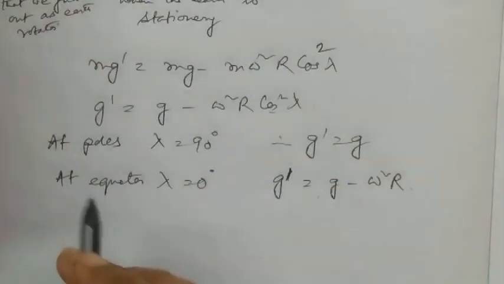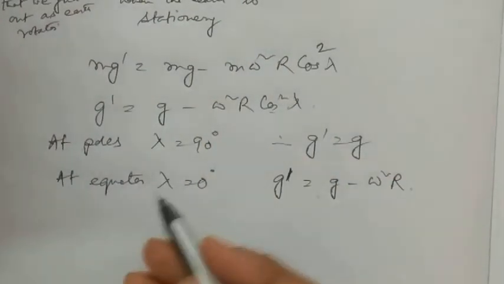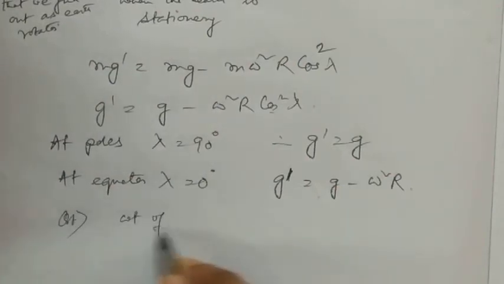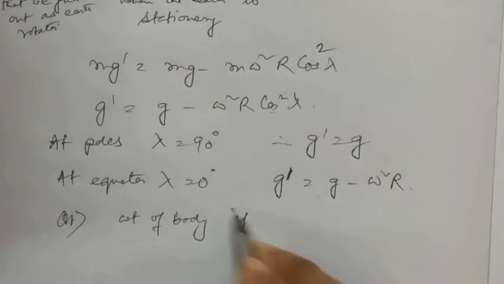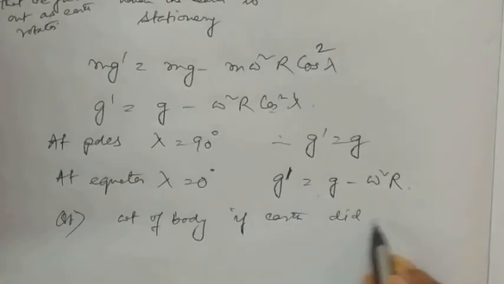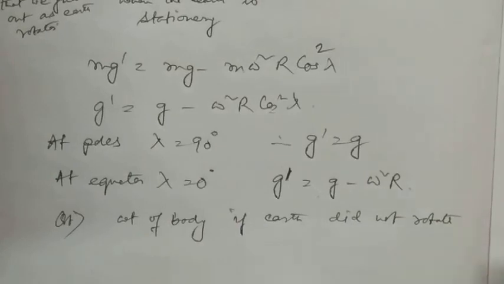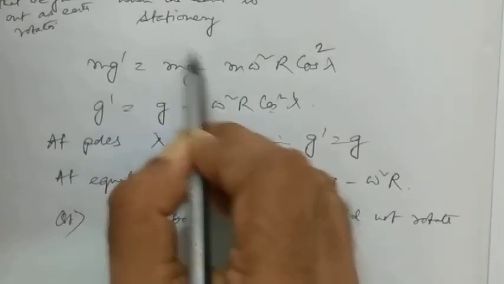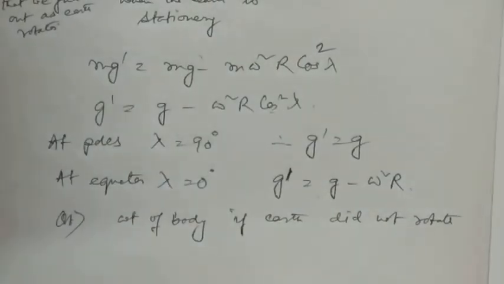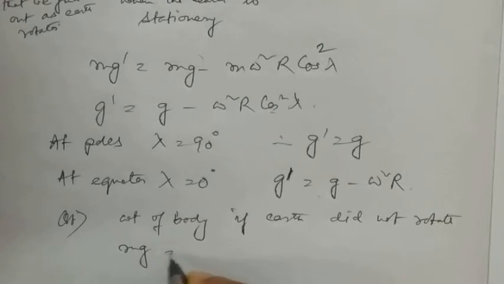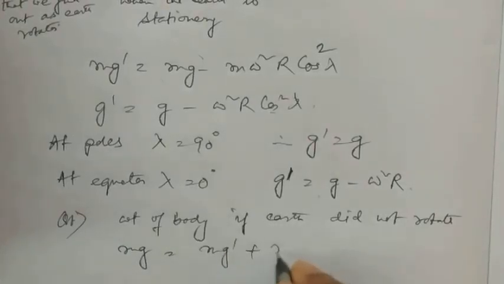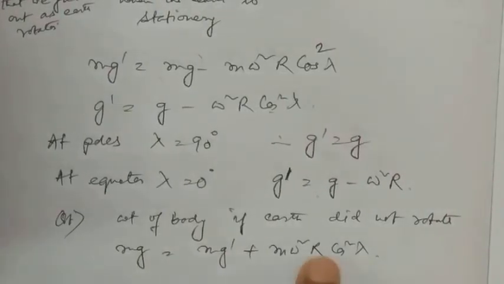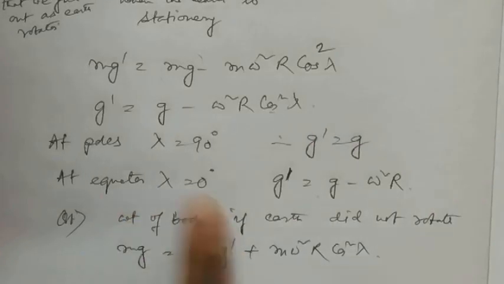Now from this part you can be asked to find the weight of the body if the earth did not rotate. So the weight of the body is this mg. We know that this mg is the value of the weight when the earth is stationary or not rotating. So we can write mg is equal to mg dash plus m omega square R cos square lambda, and replace the values of these terms to get the value of mg, the weight of the body if the earth did not rotate.